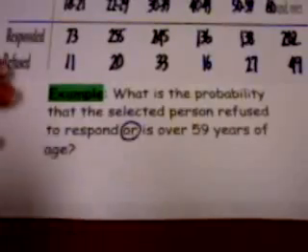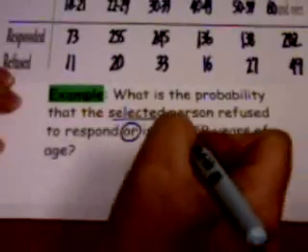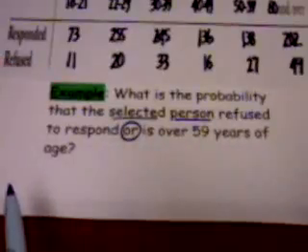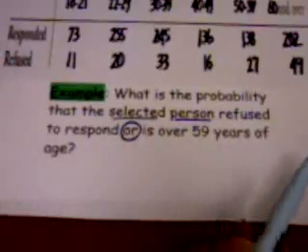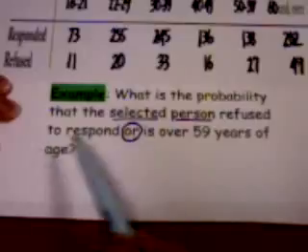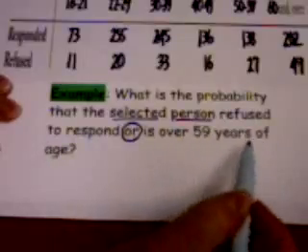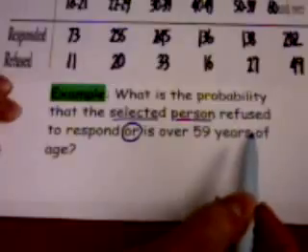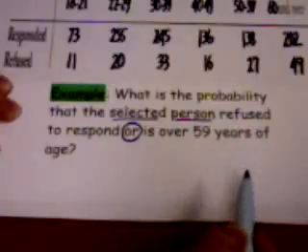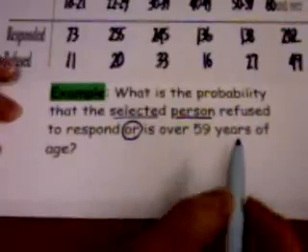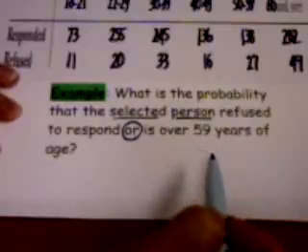Okay, you're selecting one person and you're looking at two different situations. Number one, whether they refuse to respond, or number two, if they're over 59 years of age. Now, this question really should read over 60 years of age because of the way the categories are set up. So we're just going to assume that's what they meant. It could have been a typo in the book. Okay, but we're going to look at the 60 and over age group.